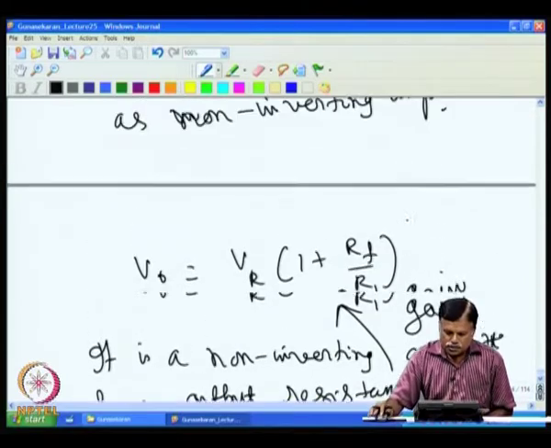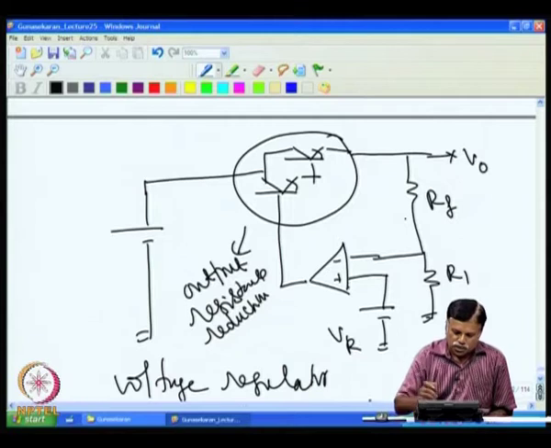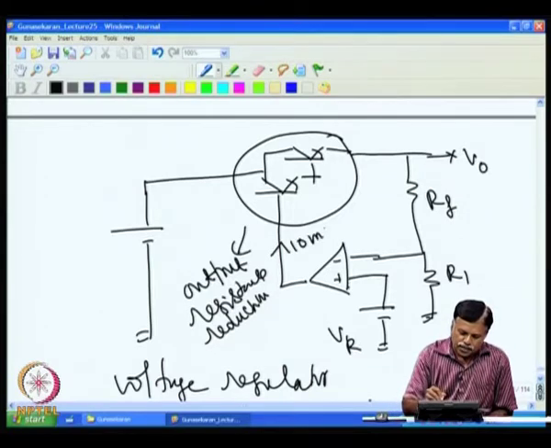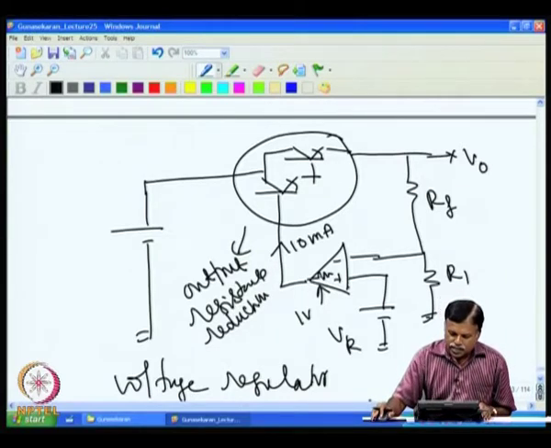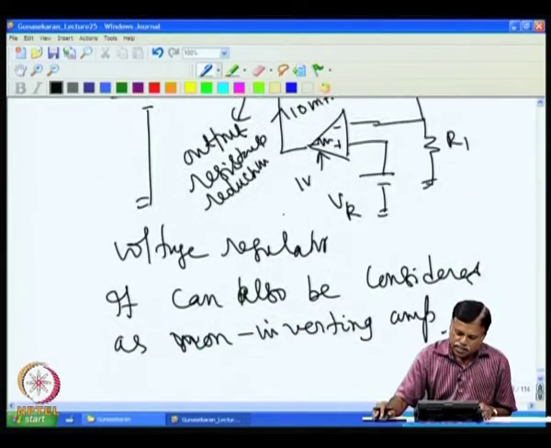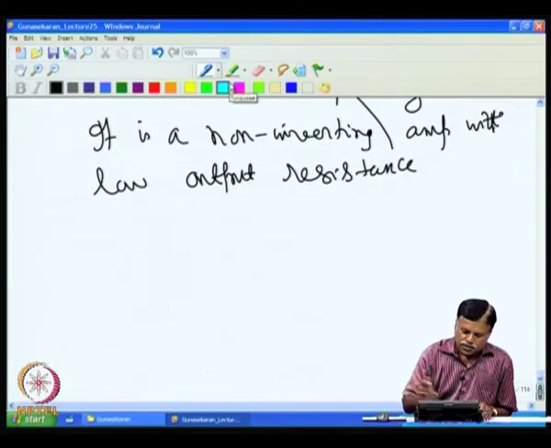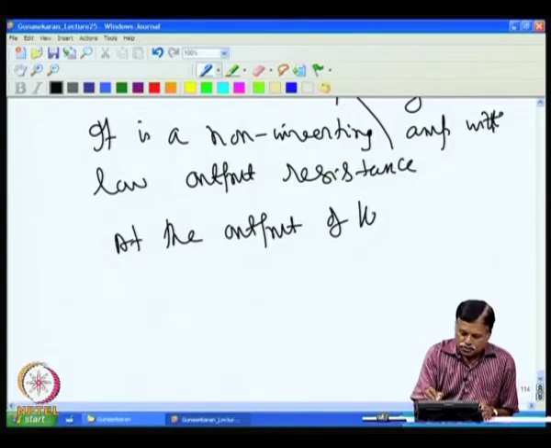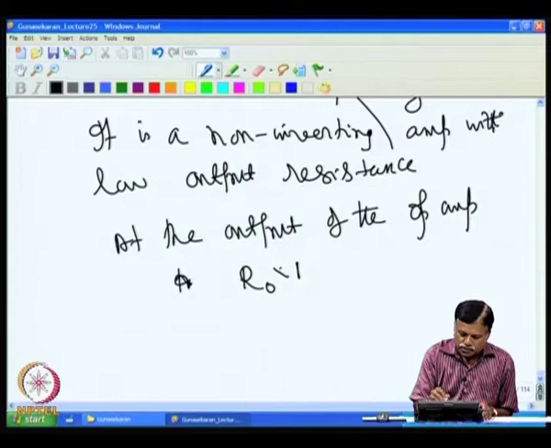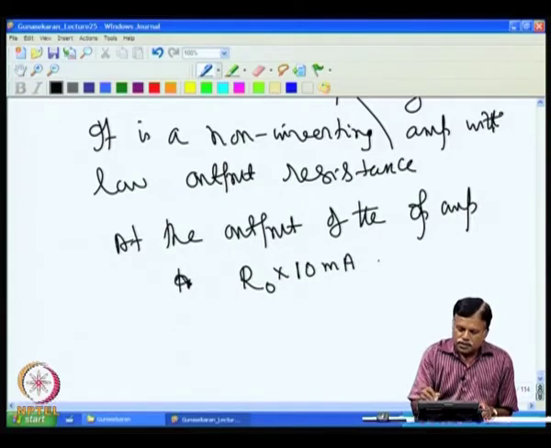Now, assume we want the output resistance of this circuit. If I have, for example, 10 milliampere current, and a 100 ohm resistance here, then one can expect a 1 volt drop across this. Or I can ask what is the output resistance at the output of the op-amp. We can write R0 into I, that is 10 milliampere, is the expected change.